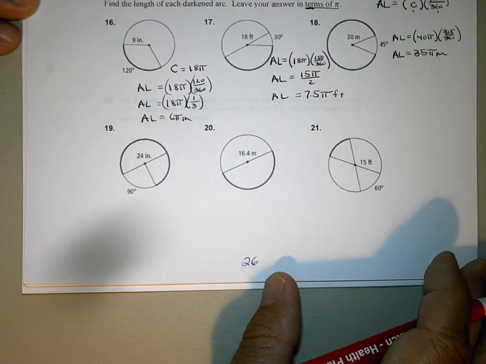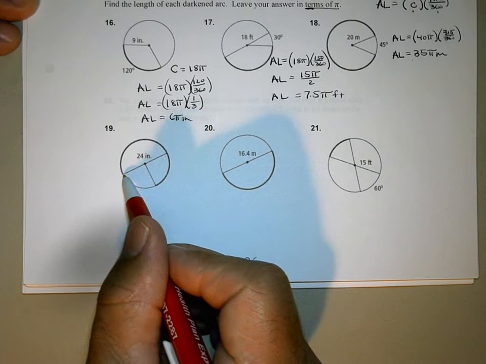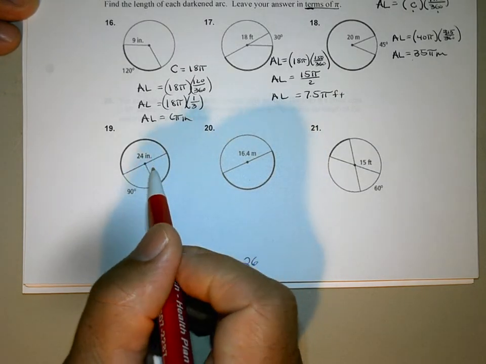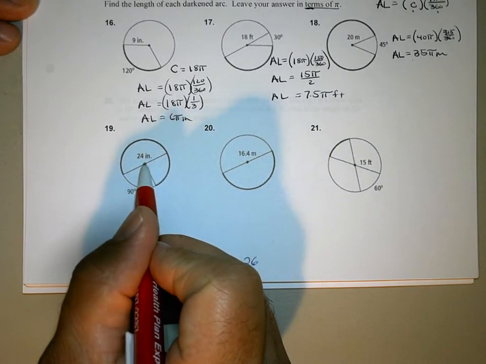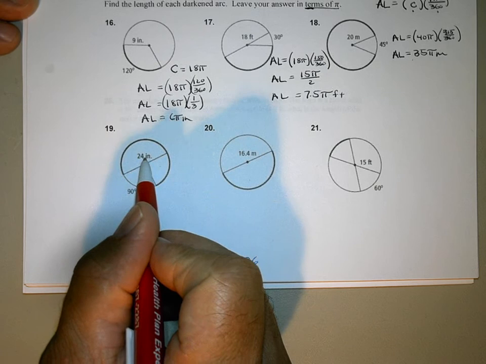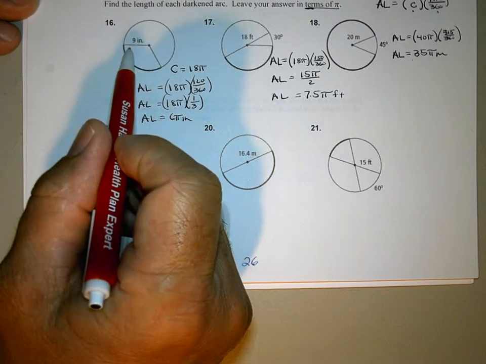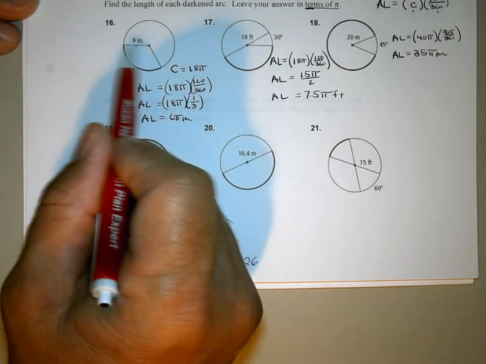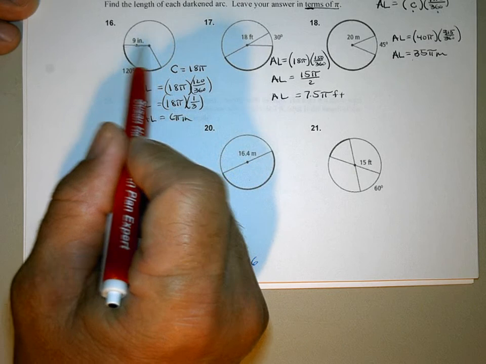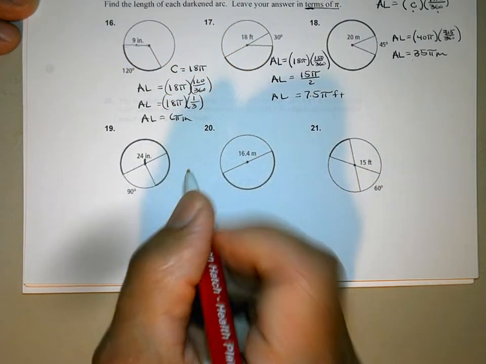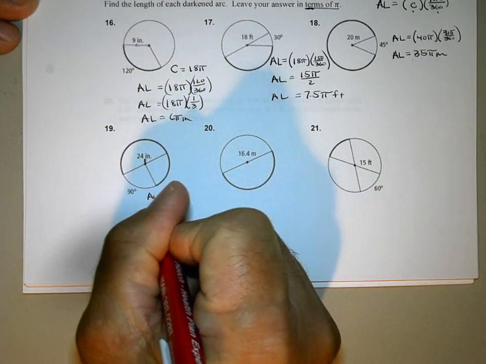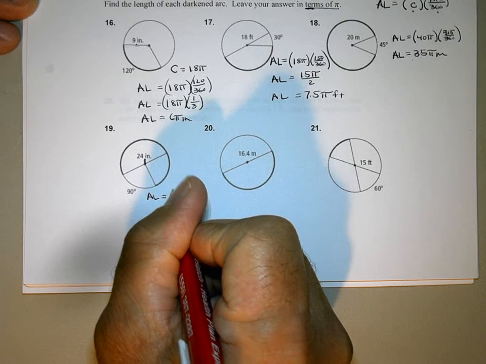Let's see, number 19 has a diameter of 24 inches. You can always tell diameter because they put it right over the center of the circle. Diameters will always be put right over the center, where you can see up here the radius is put over the middle of the radius. Okay, so we have arc length equals 24 pi.